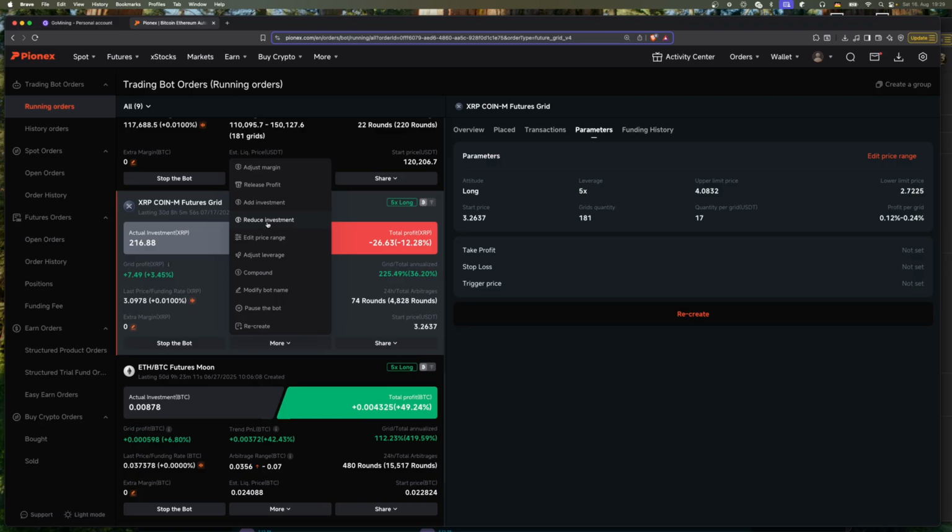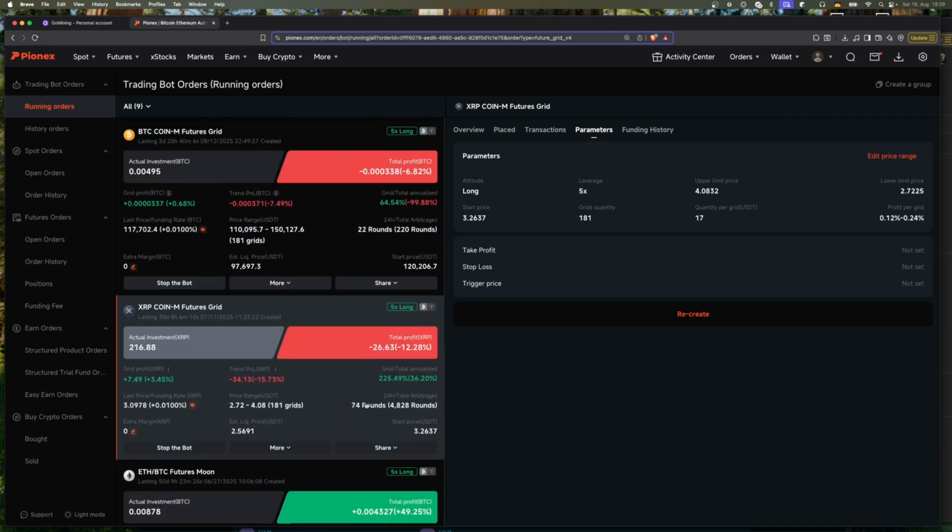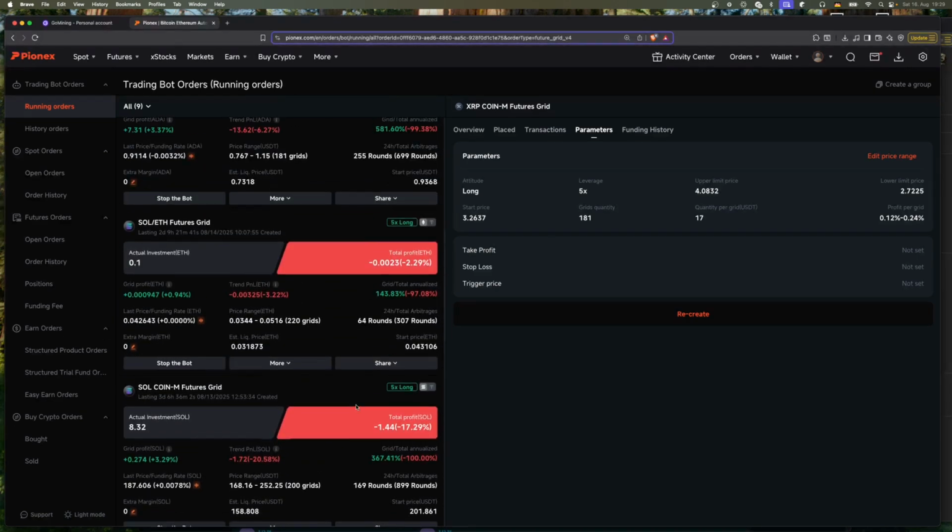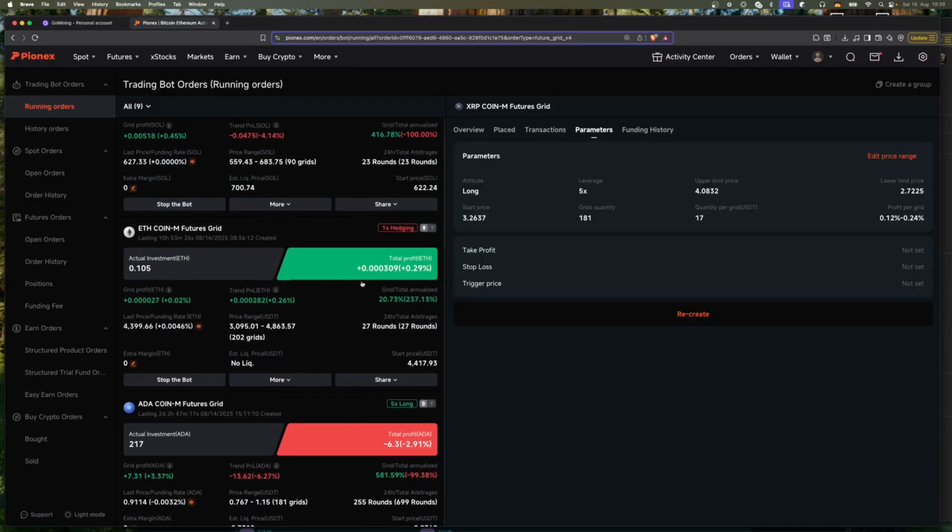Reduce investment is basically a way to take partial profits or whatever you want to do, but if you're in a partial profit, you can reduce investment. So this will net your amount of profits you can have. And the last one is the hedging bot, which is super interesting.